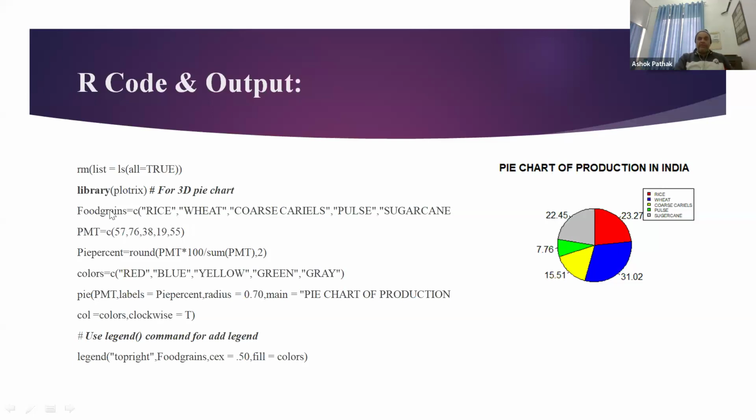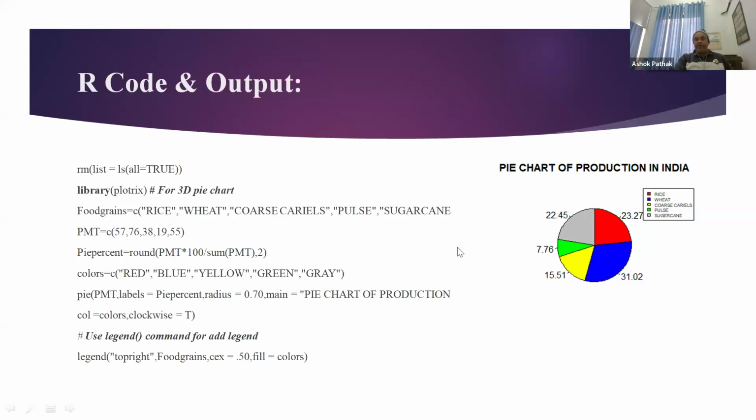So this is our character value because it's a name, and this is its numerical value. Percent: now we will convert it into percentage. What will PMT mean? This given data set divided by 100 into the sum of this, and it will give you the percentage.